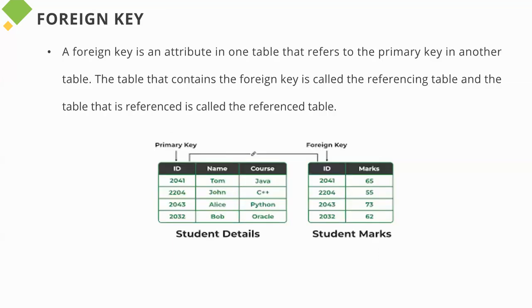Foreign key: the same ID, the same primary key, when used in another table by referencing, then the key in the referencing table will be the foreign key, and in the parent table it will be the primary key. A foreign key is an attribute in one table that refers to the primary key in another table.